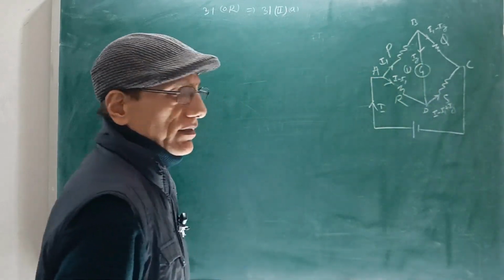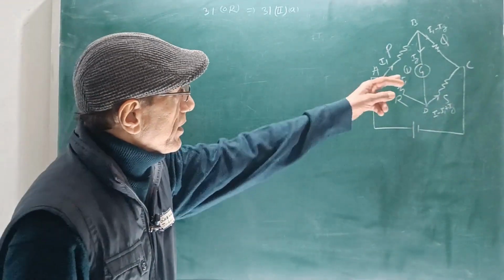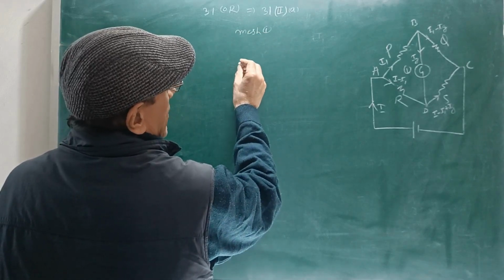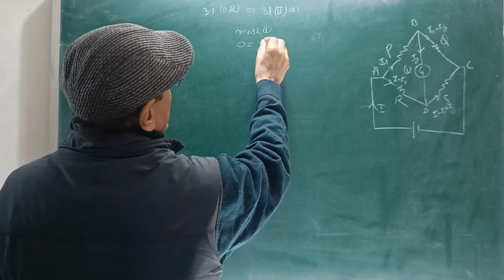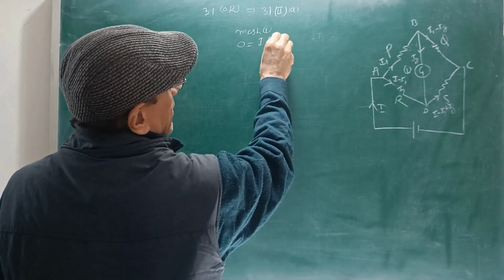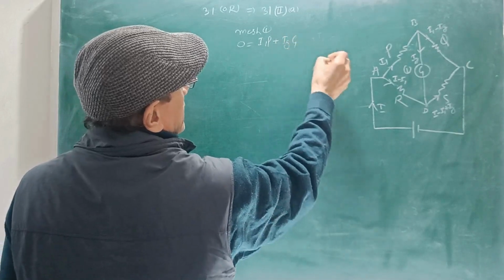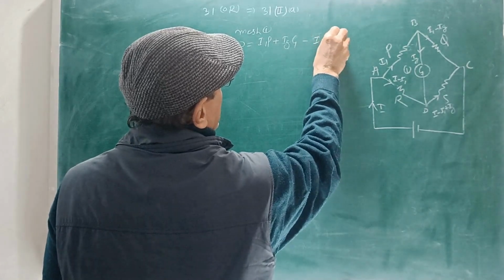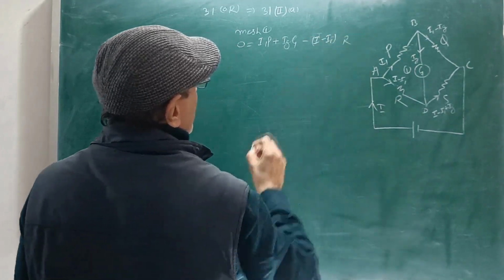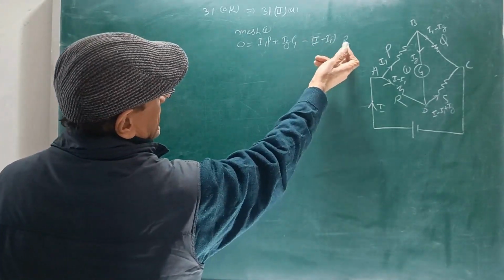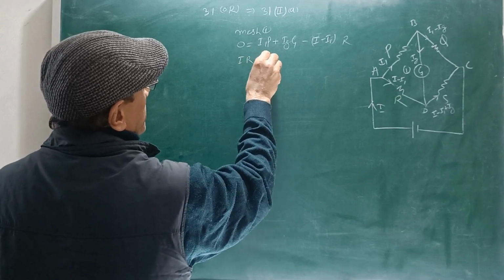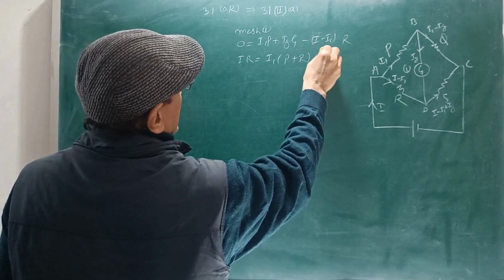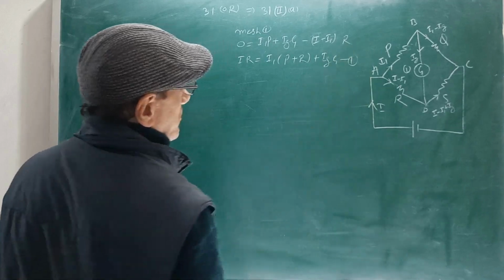So applying mesh rule in the mesh 1, we have EMF is 0, that is I1P plus Ig into G. This G is the resistance of the galvanometer, let us say, minus I minus I1 into R. So here this minus IR will come here, so IR will become I1 take common P plus R plus Ig into G, equation number 1.